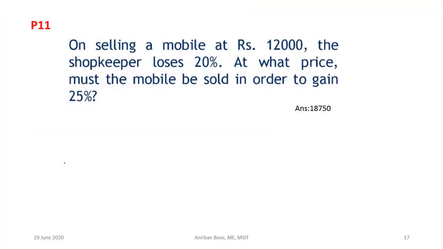Now coming to some other problems related to profit and loss. On selling a mobile at rupees 12,000, the shopkeeper loses 20%. At what price must the mobile be sold in order to gain 25%? So here the shopkeeper loses 20%. So 80% corresponds to what? This 80% actually corresponds to 12,000.